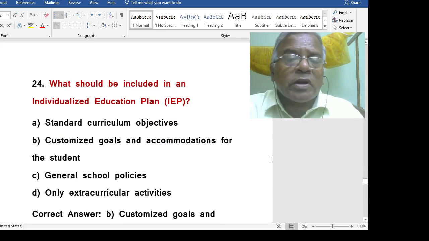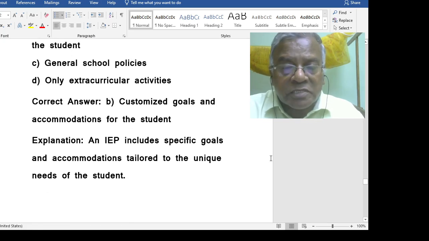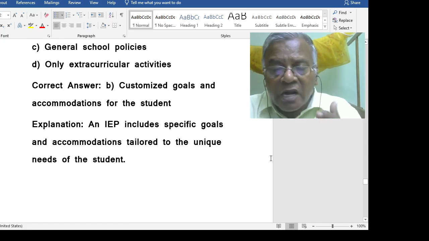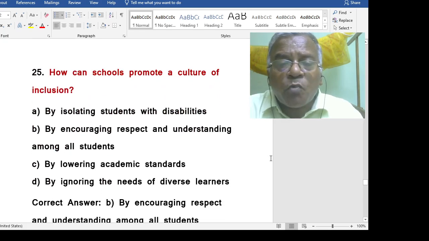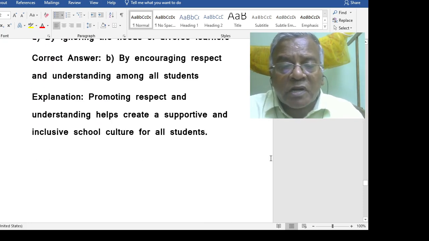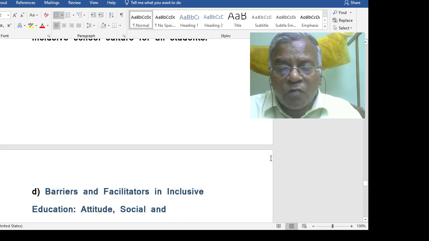What should be included in an individualized educational plan? Customized goals and accommodations for the student. An IEP includes specific goals and accommodations tailored to the unique needs of that particular student. How can schools promote a culture of inclusion? By encouraging respect and understanding among all students. Promoting respect and understanding helps create a supportive and inclusive school culture for all students.